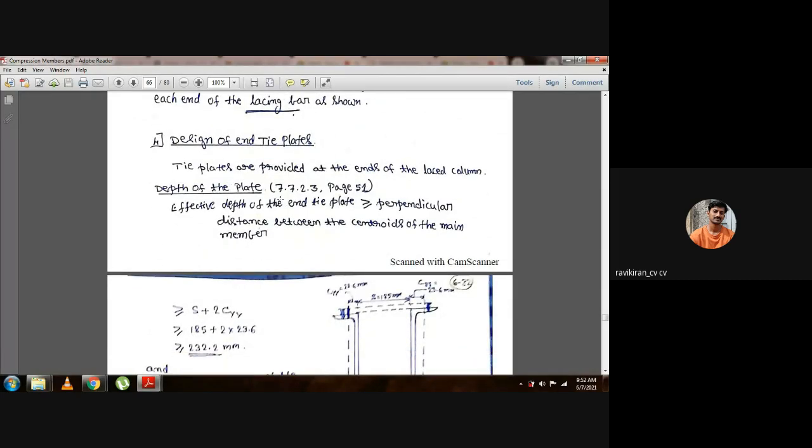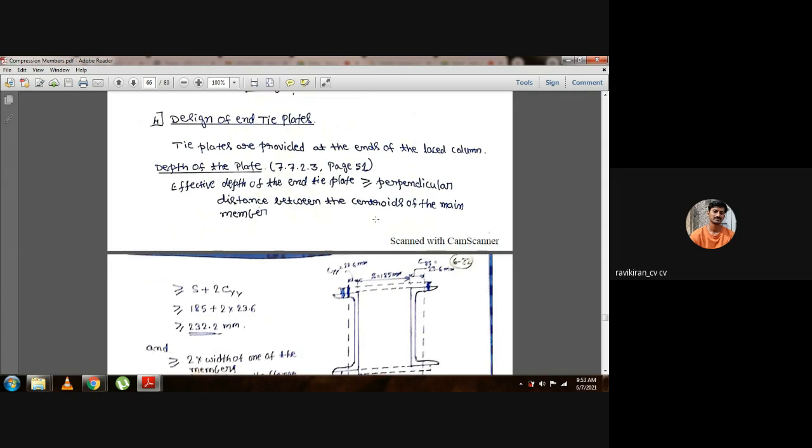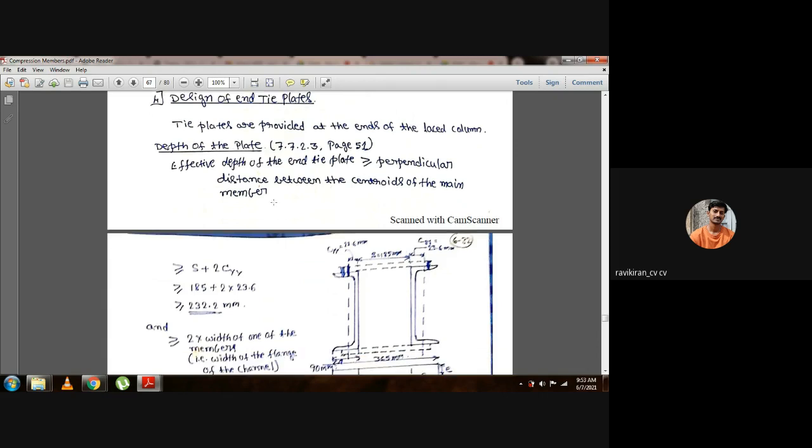See, tie plates are provided at the ends of the laced column. You just open page 51, class 7.7.2.3. In that it is given what is the depth of the plate you should provide. The effective depth of the end tie plate should be greater than or equal to the perpendicular distance between the centroids of the main member.